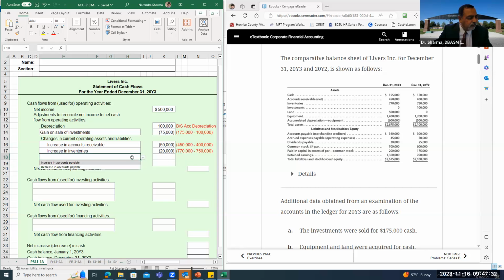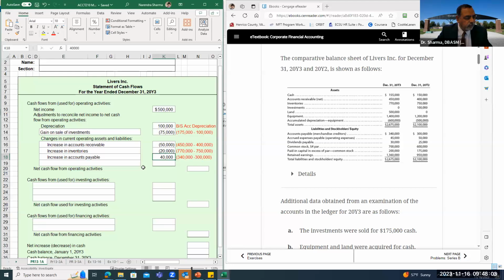So therefore, what I'll do is I'll say increase in accounts payable, and the amount is 40,000. I will be taking as a positive figure. Remember that, because it is an increase in liability. So that would be how much? 340,000 minus 300,000. Okay. So there was a difference of 40,000, and that is taken as a positive figure.